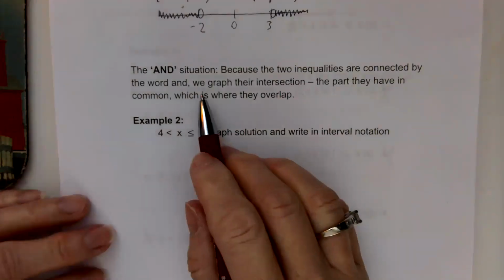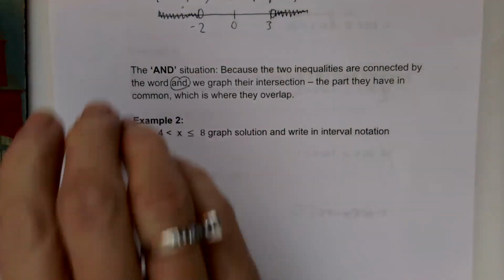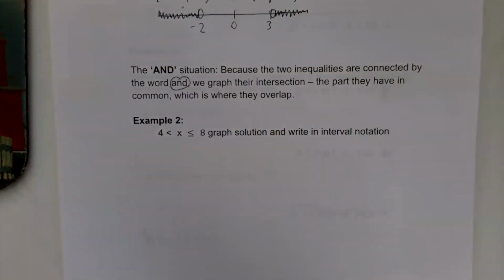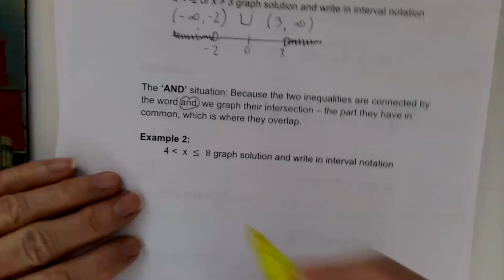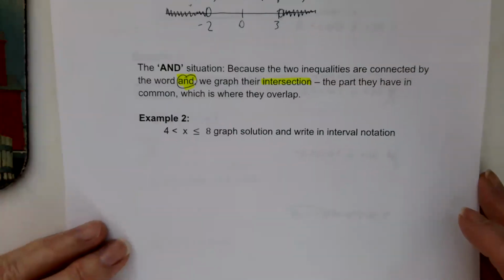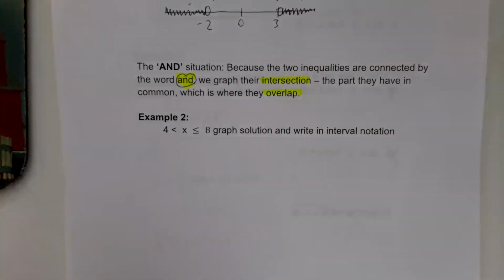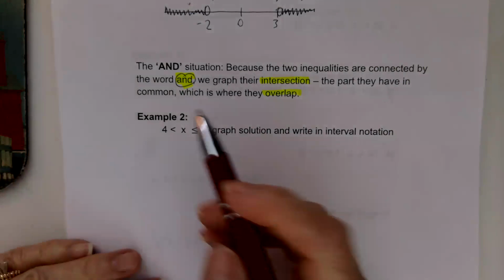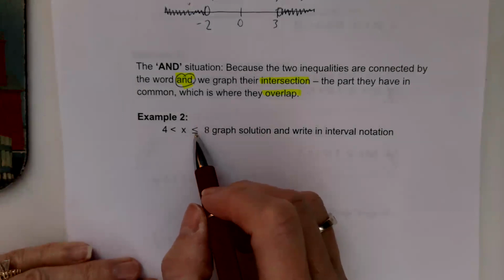The other situation for a compound inequality is the AND situation. Because the two inequalities are connected by the word AND, we graph their intersection. So remember, when they're connected by an OR, we graph their union. When they're connected by an AND, we graph their intersection, the part they have in common, which is where they overlap. Okay? So here X has to be strictly greater than 4, and it has to be less than or equal to 8.